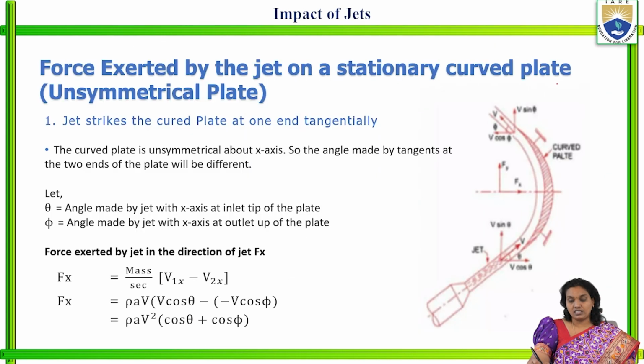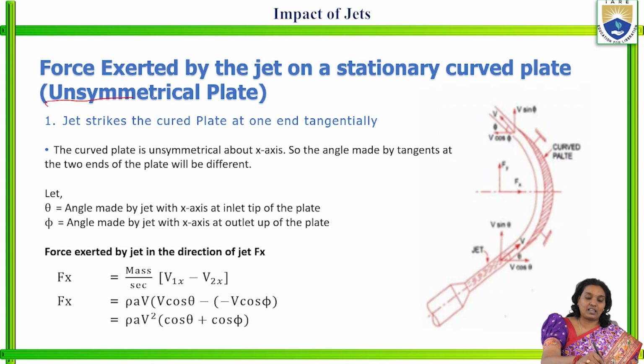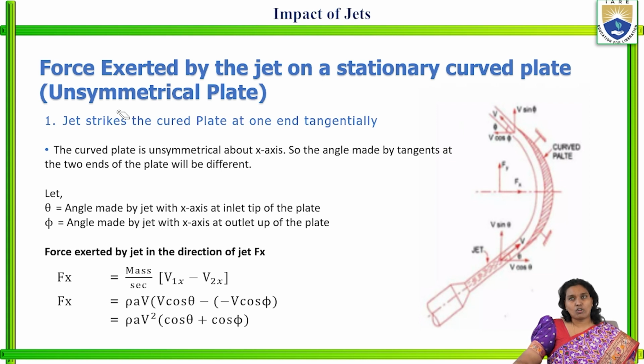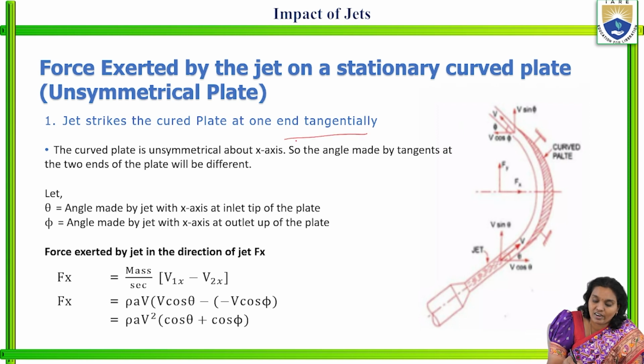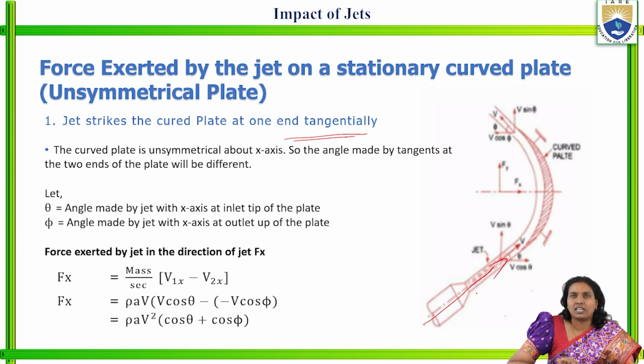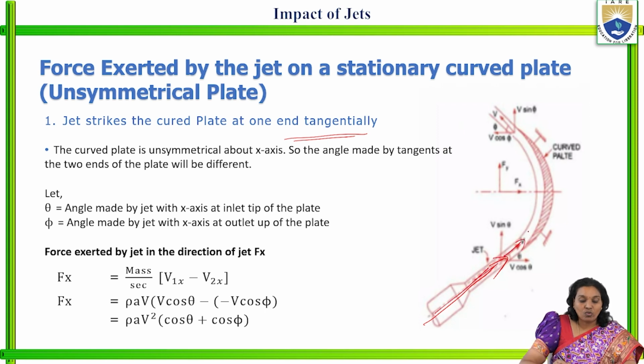Coming to the next one, the unsymmetrical case: the force exerted by the jet on a stationary curved plate where the jet strikes the curved plate at one end tangentially. That is one more condition we have to understand. So here the jet of water strikes the curved plate from one end.